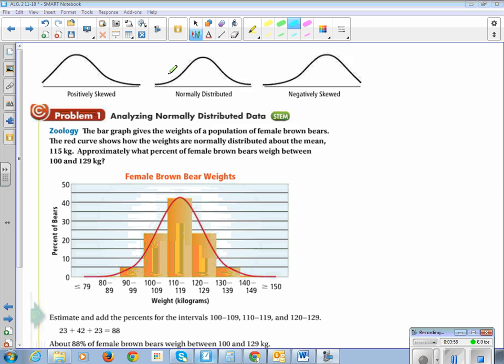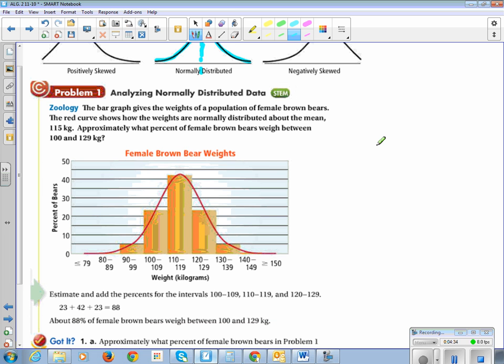Sometimes data doesn't follow a normal distribution. So here's what a normal distribution looks like. You have symmetry about your mean right in the middle. Sometimes your data values are positively skewed, so that means your mean is more to the left. And sometimes your data values are negatively skewed, which means that data values are clustered more to the right-hand side.